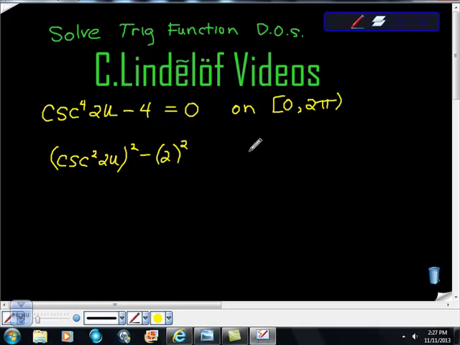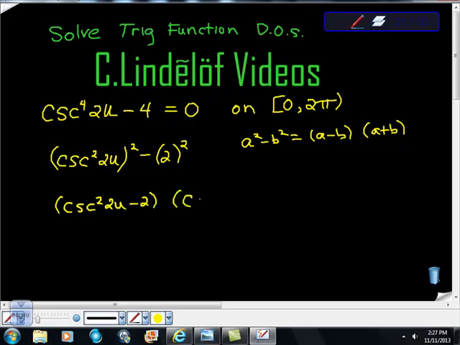So I have difference of squares, and we know that a squared minus b squared can be rewritten as a minus b times a plus b. So I'm going to use that little piece of algebra there. I'm going to break this thing out, and I'm going to say that I have cosecant squared 2u minus 2 times cosecant squared 2u plus 2 is equal to 0. I'm going to go through this.